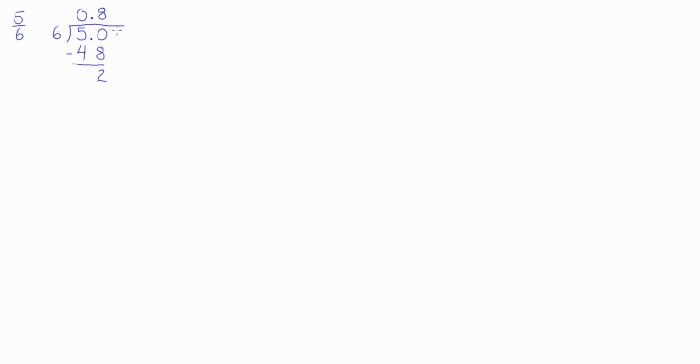Let's put another 0 here, and we can carry this 0 down, and now we have 20. So 6 goes into 20 3 times. 3 times 6 is 18. If we subtract again, we have 2. Let's carry on a little bit longer. Let's put one more 0 here, and we'll carry that down.